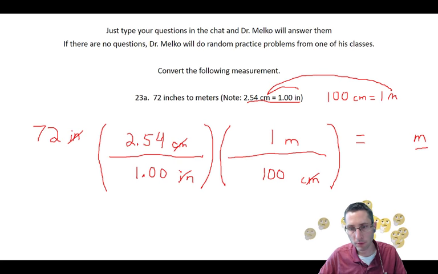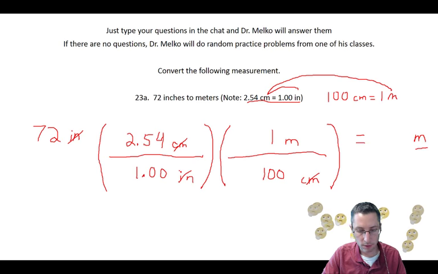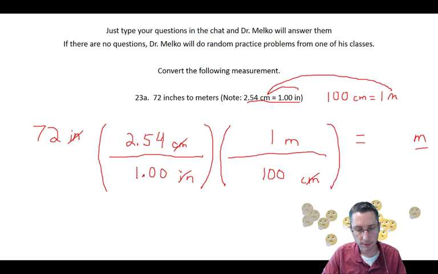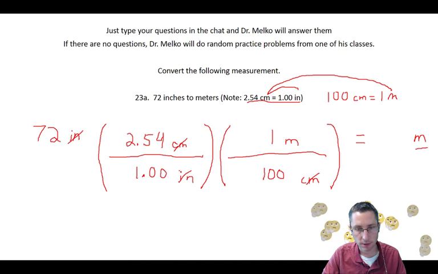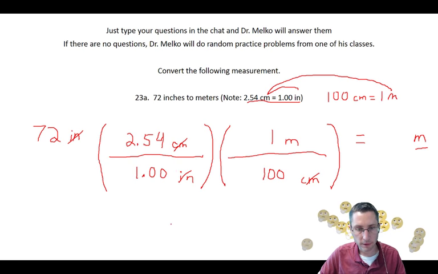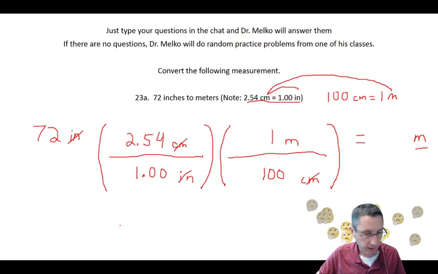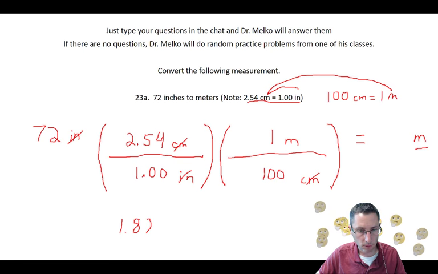Okay, so now I'm free to multiply across the top here, 72 times 2.54 times 1, and then divide by each of the bottom numbers, so divided by 1, divided by 100, and I'll write the answer from my calculator here at the bottom. I get 1.8288.